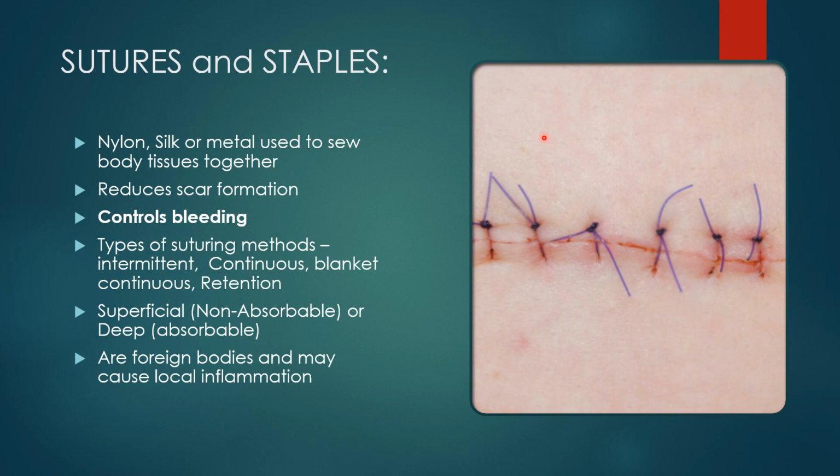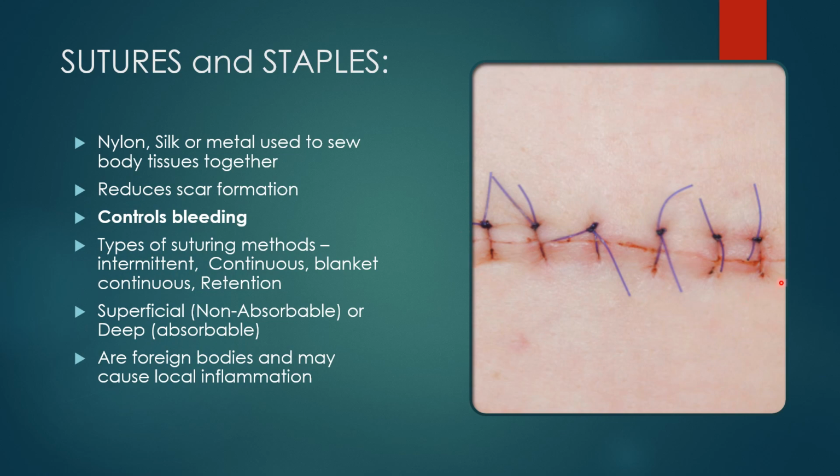There are multiple different types of suturing methods, such as intermittent, continuous, blanket sutures, or retention. So it is your responsibility to know which kind of sutures the patient does have. This photo here is a depiction of the intermittent type of sutures. There are also superficial or deep. Superficial sutures tend to be non-absorbable, and they do need to be removed.